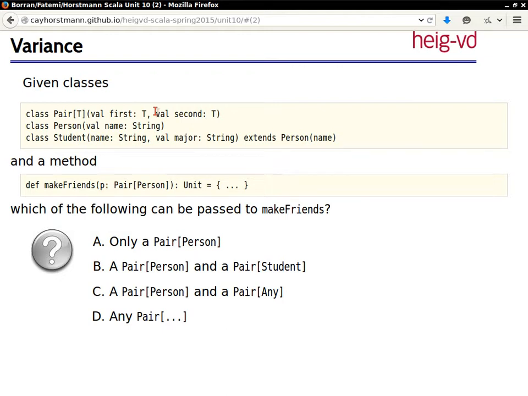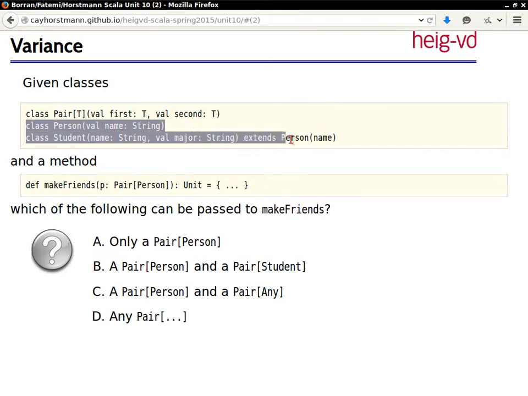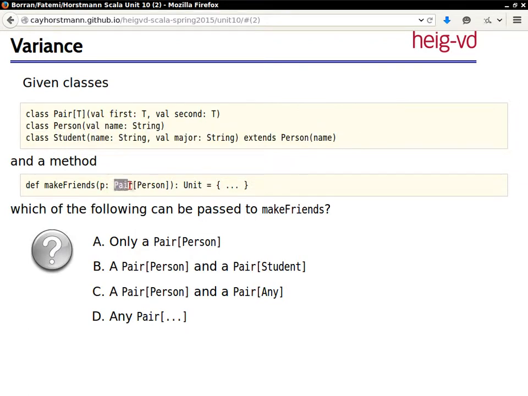I have a question. So you've been using this pair class. Here we have the simplest possible version of it. And now I have the person and student class that we've already seen. And now I have just some method that takes a pair of person and somehow makes them friends.